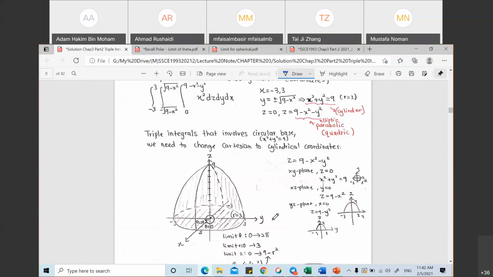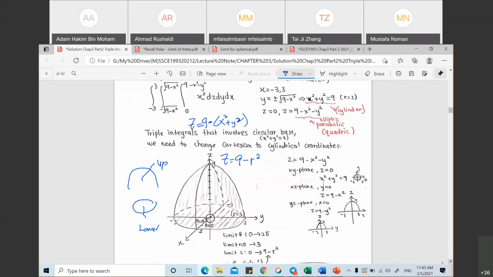Okay, if I split this, this is this and this. So this is the lower limit, and this is the upper limit. The lower limit is z equals 0, and the upper limit should be z equals 9 minus r squared. How do I get it? Z is equal to 9 minus x squared plus y squared. Remember, for polar, x squared plus y squared is what? R squared. Yes, r squared.